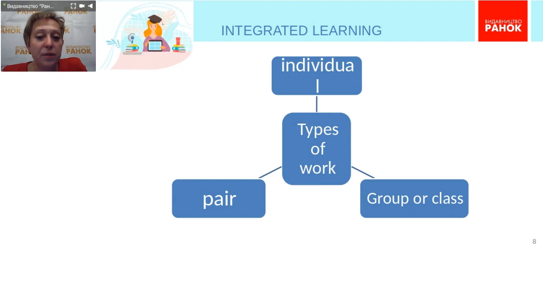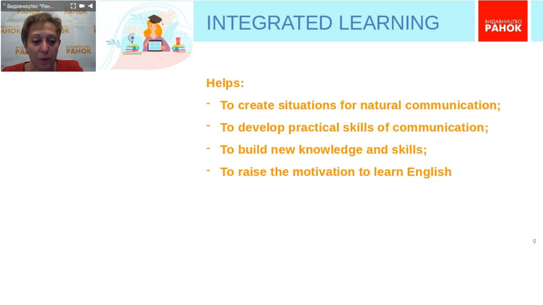We use different types of work during our lessons. Of course, individual work is really important, but pupils enjoy working in pairs, and they enjoy working in groups of classes when they have different kinds of games, competitions, and so on. Pupils really feel crazy about different kinds of games, especially if they are competitive games. That's why we make our lessons integrated with the help of different kinds of work.